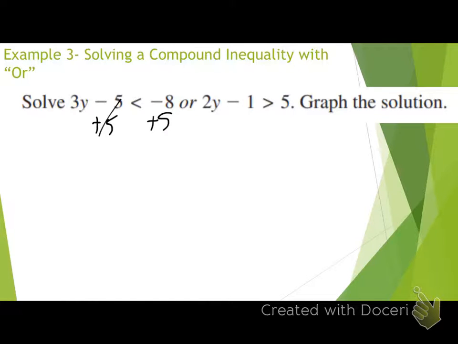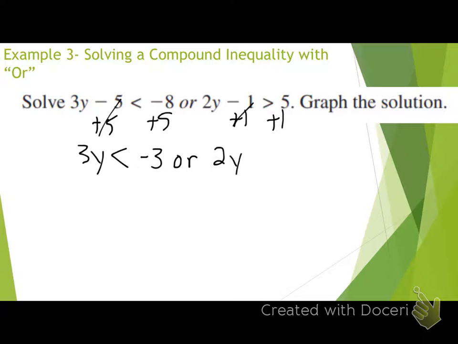Okay? So I've got 3y on the left, negative 8 plus 5, negative 3. Did my inequality symbol flip or stay? Stayed. Bring your word or down. What's my first step on this second inequality to get y by itself? Add 1 on both sides.